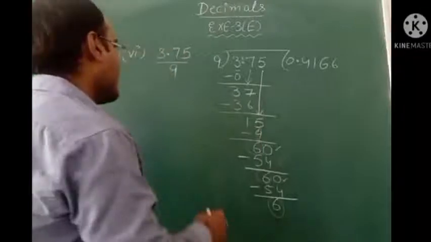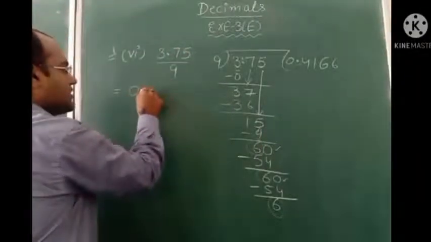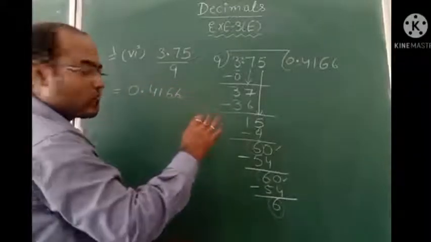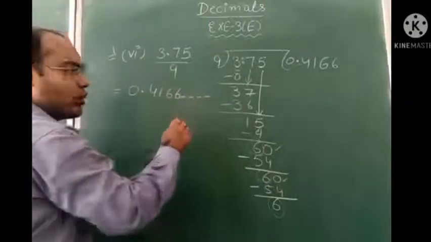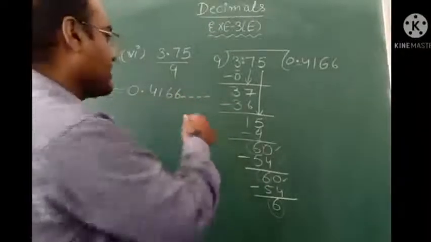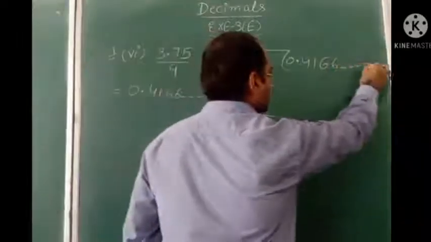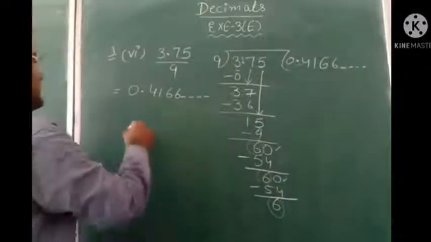So finally we will write here on dividing these two, we are getting answer 0.4166, but this answer is not over. So that means we have to put here so on. So on means this answer is not over, it will go on further. Here also we will put so on. So such numbers are known as non-terminating decimal.